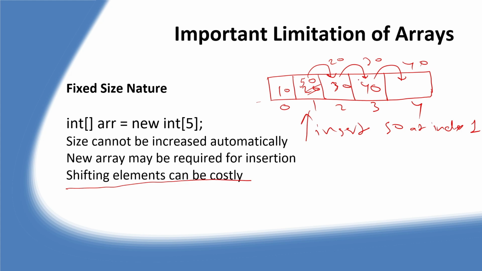So for shifting elements, some extra lines of code we need to write in the program. That is costly, because every time we need to shift the position of an element, that will make the program less efficient.